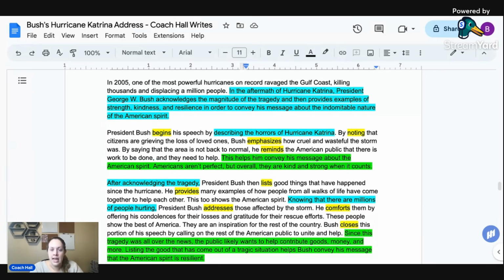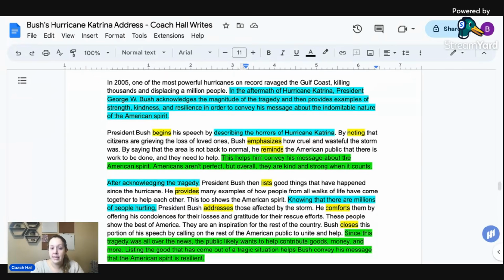Now, here's the thesis. In the aftermath of Hurricane Katrina, President George W. Bush acknowledges the magnitude of the tragedy and then provides examples of strength, kindness, and resilience in order to convey his message about the indomitable nature of the American spirit. So you can see here that we have the rhetorical situation. We know who our speaker is. Technically, it doesn't say the exact audience, but like we talked about yesterday, it's the American public. We do have rhetorical choices, though, and that's going to help us have a defensible thesis. So for the purposes of this particular thesis statement, we have verbs like acknowledges and provides. Those are going to signal the choices.